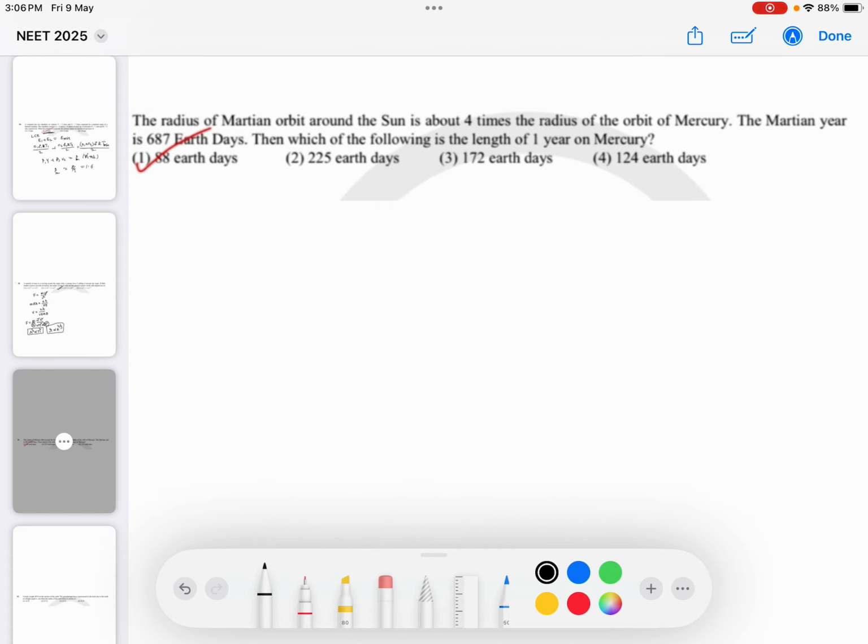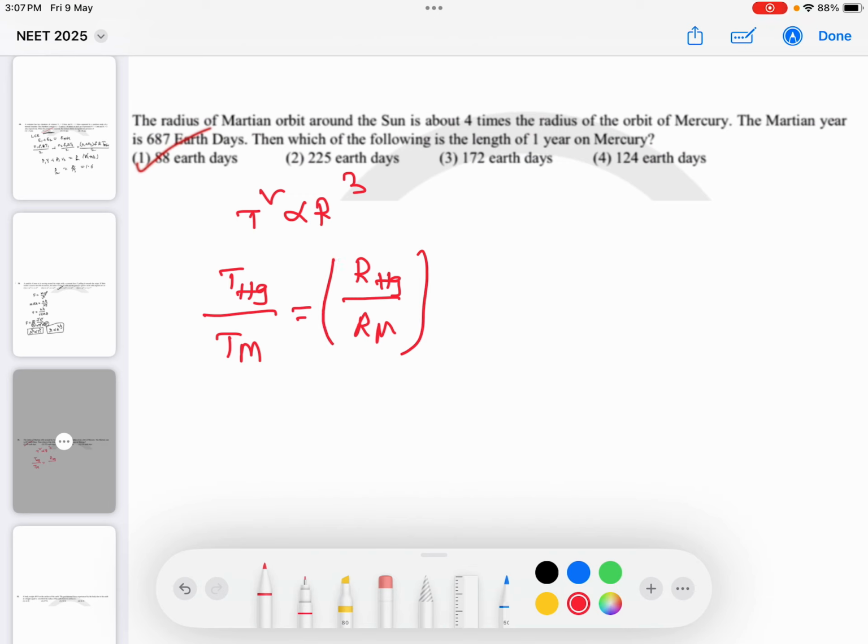First you can take, according to Kepler's third law, T square is directly proportional to R cube. So T Mercury divided by T Mars is equal to R Mercury divided by R Mars whole power 3 by 2, which is equal to 1 by 4 to the power 3 by 2, which is equal to 1 by 8.